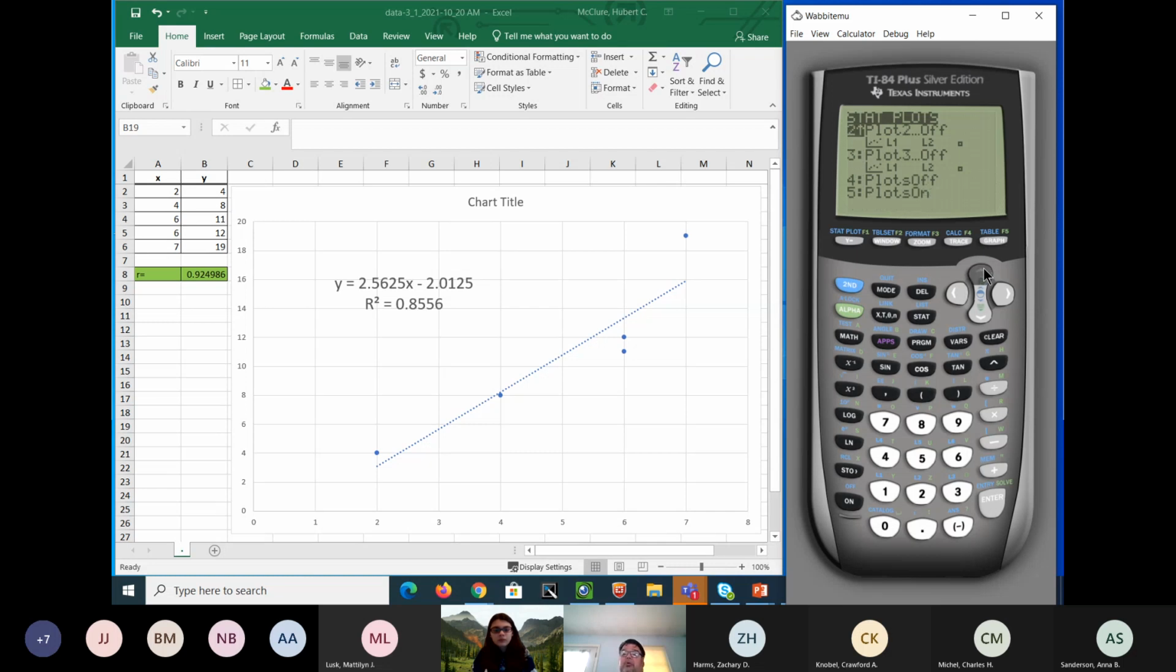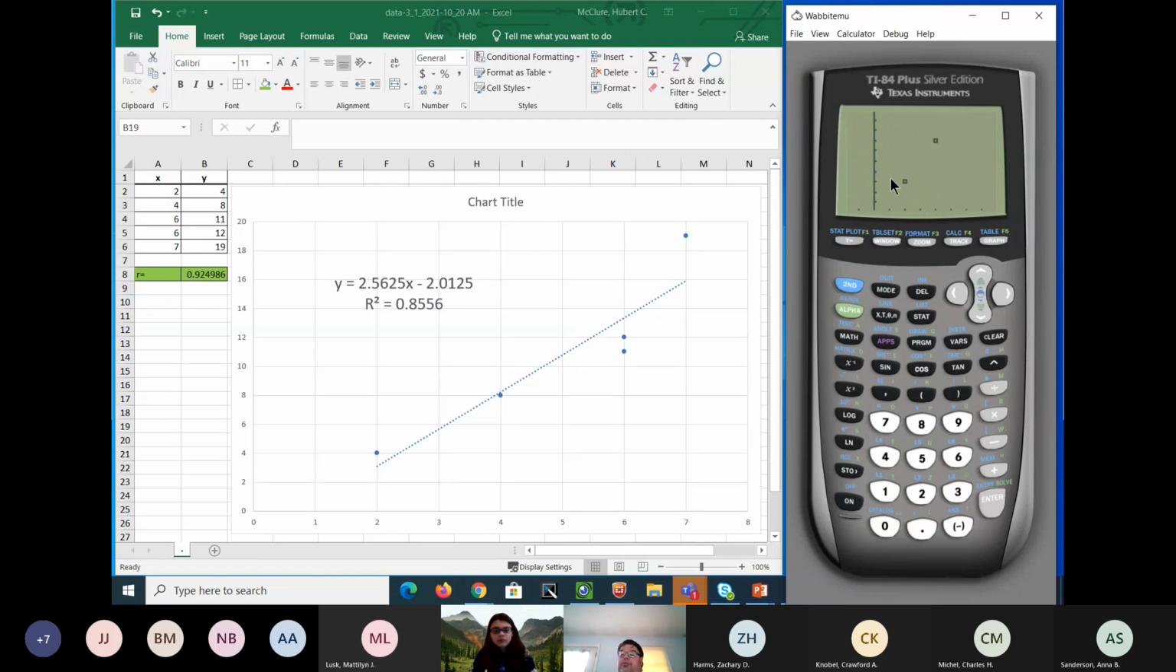I always use 1. So hit enter. Make sure that you turn it on. Hit enter. And it's automatically defaulted to a scatter plot, and it automatically defaults to L1 and L2. So all that you have to do then is hit graph.